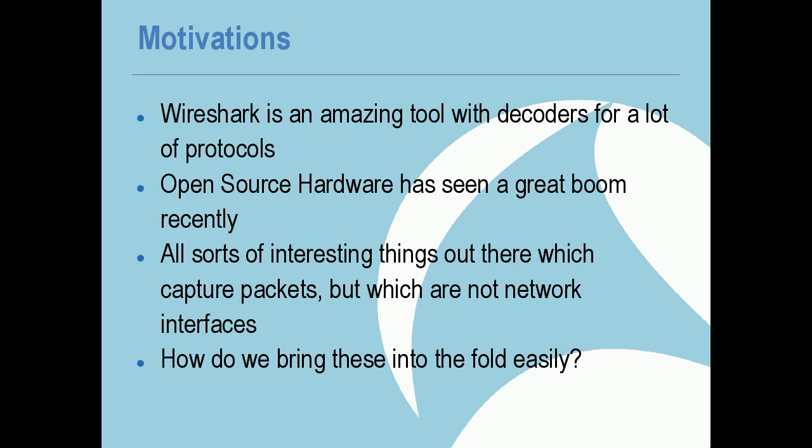Right, so our main motivations for this. Wireshark's a great tool with decoders for a ton of different protocols, but there's a lot of things out there that don't generate network interfaces. So how do we get those to come into the Wireshark fold? Watching people make really crappy homebrew decoders is infuriating. So how do we get it so that people can easily bring whatever random project they're working on and feed it directly into Wireshark in a user-friendly, easily managed way?